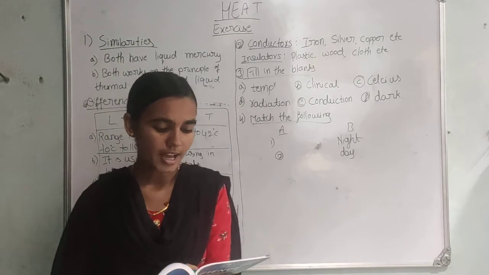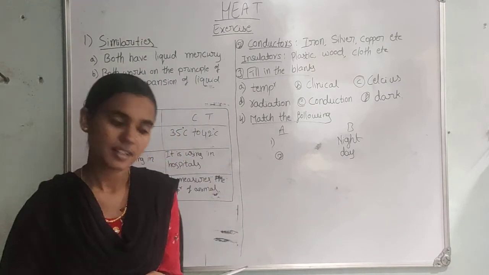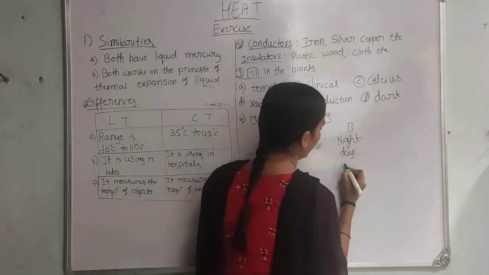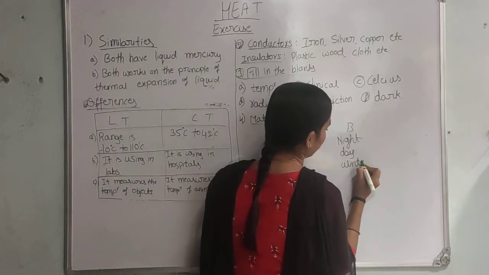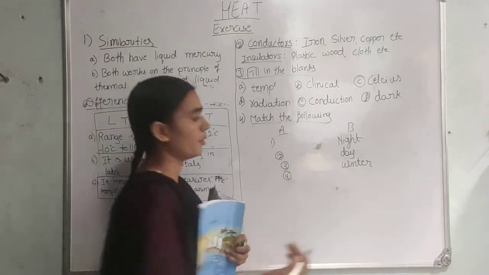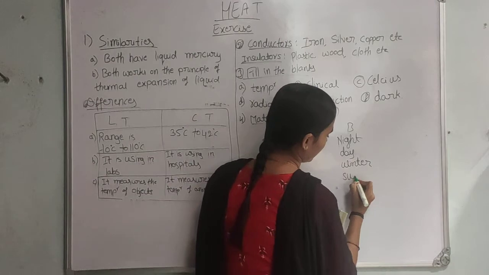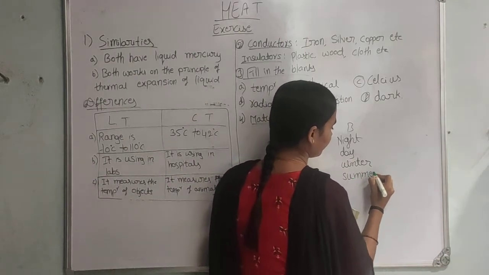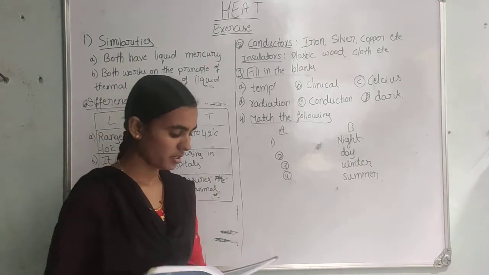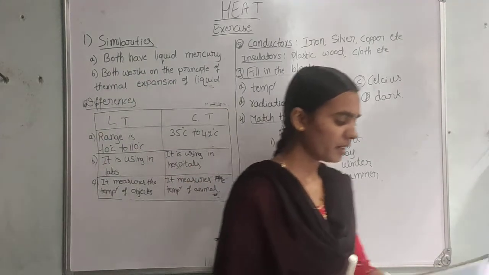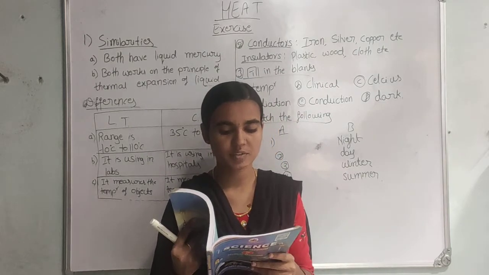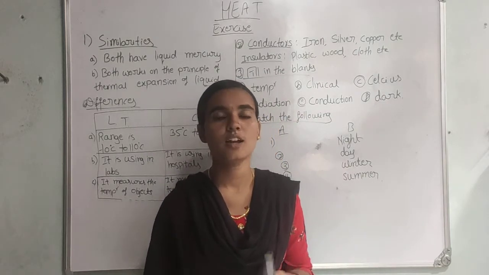Dark colored clothes are preferred during which season? Dark colored clothes are preferred during the winter season. Next, light colors are preferred during the summer season. So fifth question, discuss why wearing more layers of cloth during winter keeps us warmer than wearing just one thick piece of cloth.